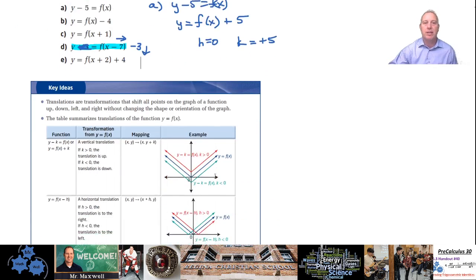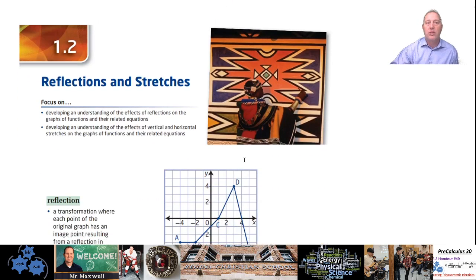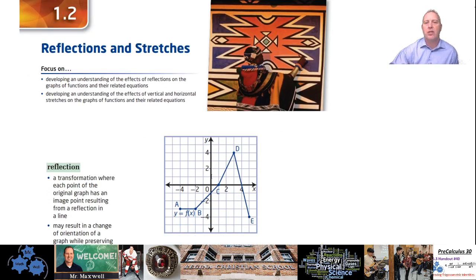Okay, here are the key ideas. Again, 1.1 is just horizontal and vertical translations or movements. 1.2, we get into reflections and stretches. So reflections: if we have a function, let's say this blue function right here, a reflection is a transformation where the graph is literally rotated around an axis. If it's flipped this way, that's flipped about the y-axis. And if it's flipped in a vertical direction, that's flipped around the x-axis.